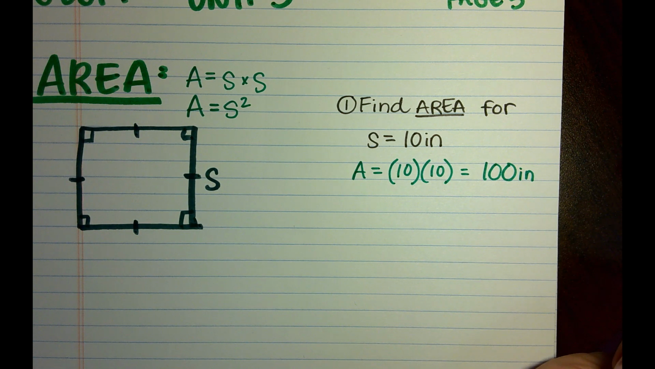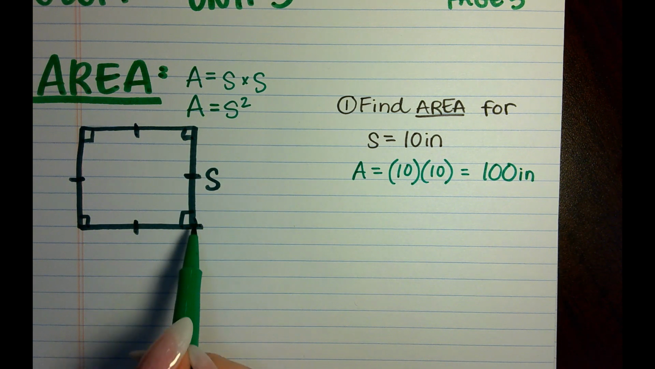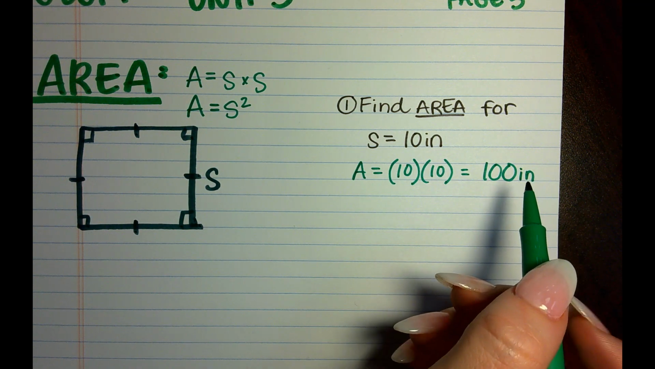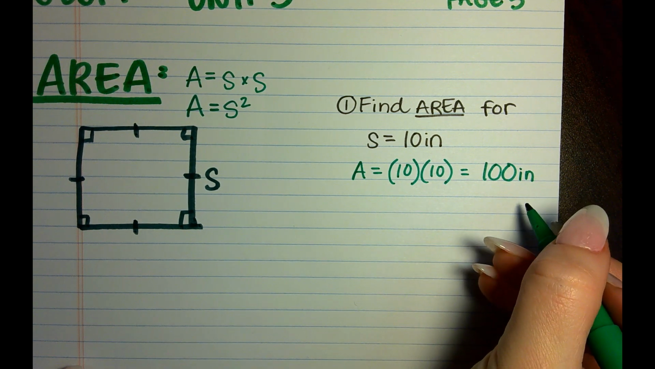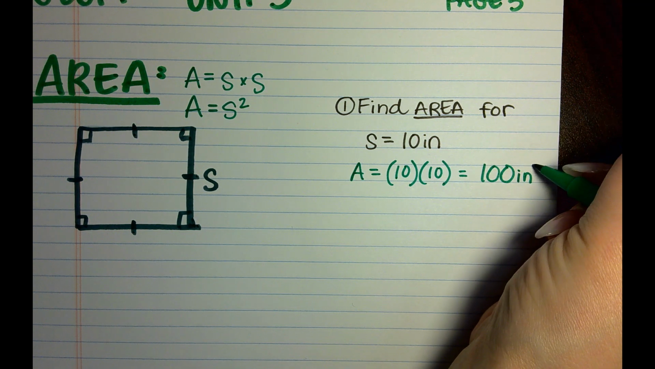Inches. What's different about my units? Does anyone know? I haven't taught you this. I just wonder if any of you already know. That's okay. So with perimeter, when we're measuring a length, we are just talking inches. But whenever we're talking about area, we are always talking in inches or centimeters or feet, whatever it is, squared.